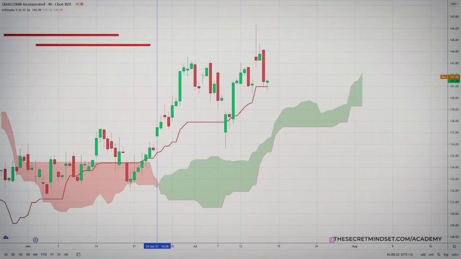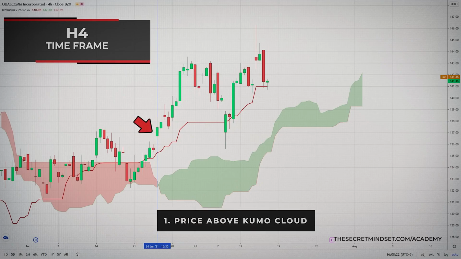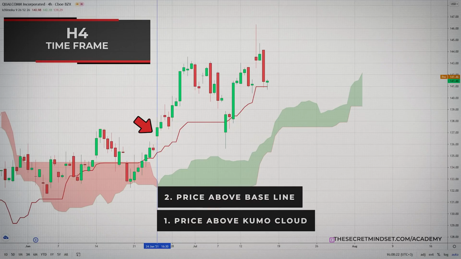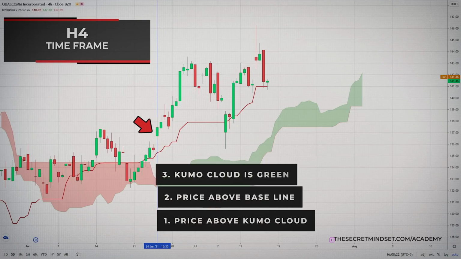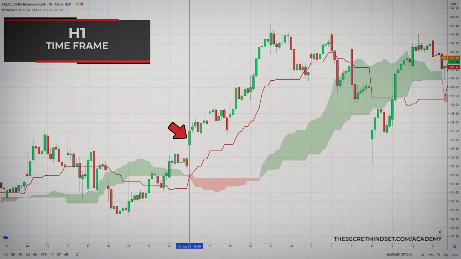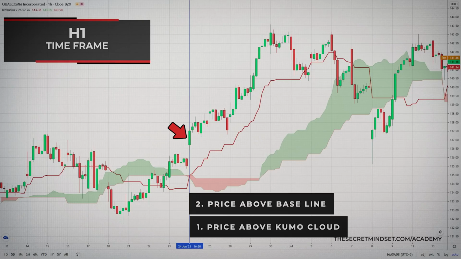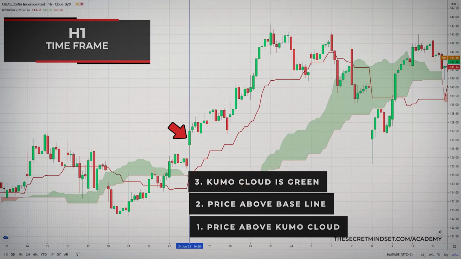We go on the highest time frame, the 4-hour, and we check the trend conditions. Price is above the Kumo cloud. Price is above the baseline. And ideally, the Kumo cloud is green, but this is not mandatory on the highest time frame. Then, we go on the second time frame, the 1-hour, and we see price is above the Kumo cloud. Price is above the baseline, and the Kumo cloud must be green here.